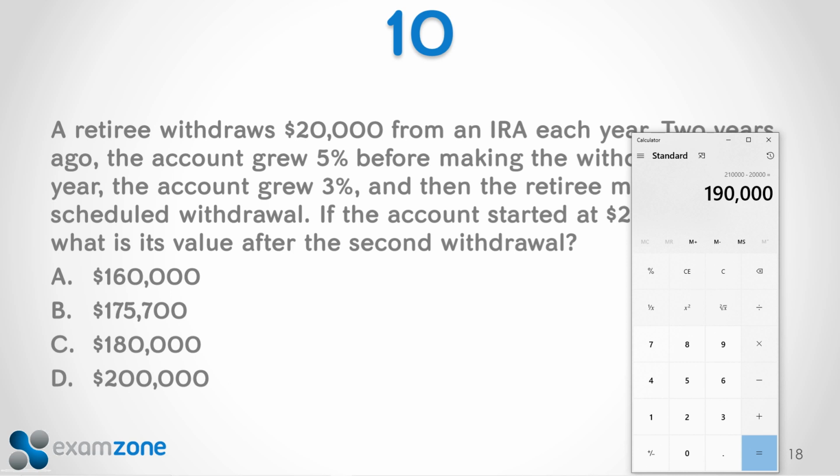So that's kind of nice. You can take out 20, but we're only down by 10. And then it grows by 3. So times 1.03 for the year, minus, again, 20,000. And the answer is we're at 175,700.